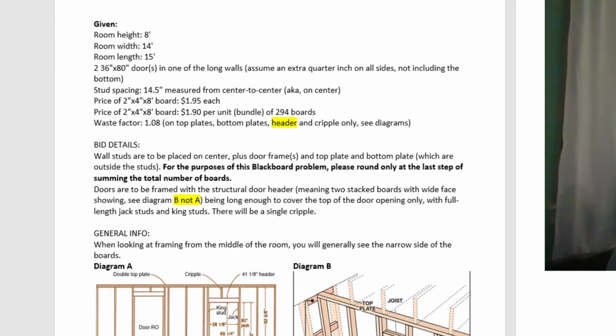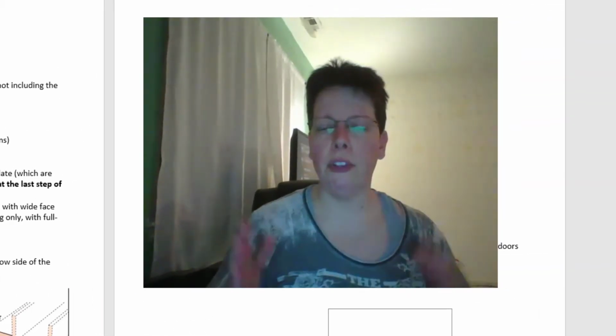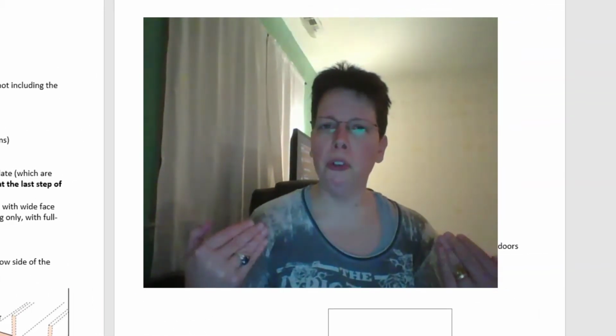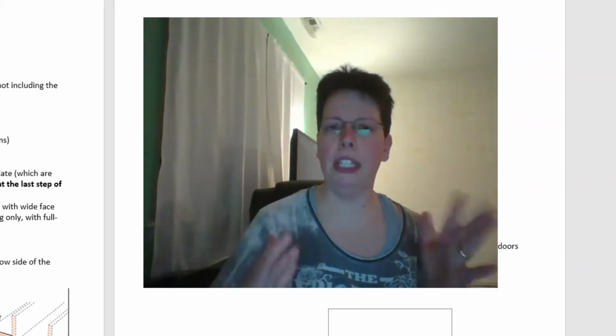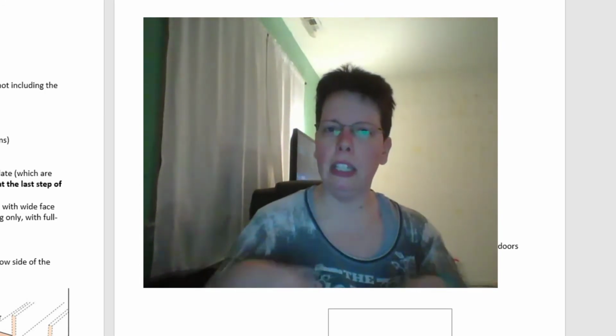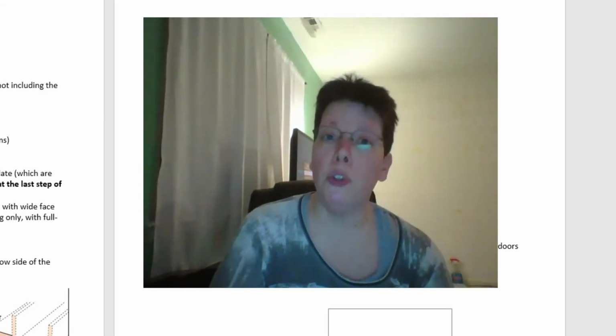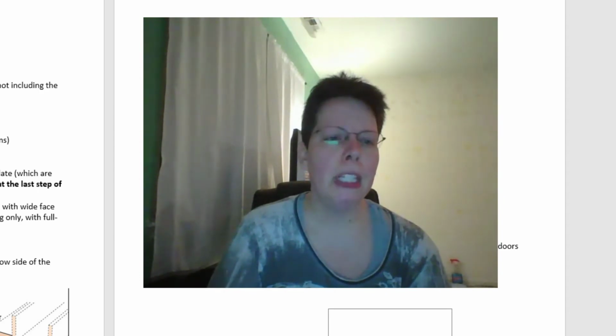The bid details are important. They say that the wall studs are to be placed on center, plus the door frames and top plate and bottom plate. So that means that if there's a door, you have to remove that width from the width needed for studs, because that'll be taken care of by the door assembly itself.